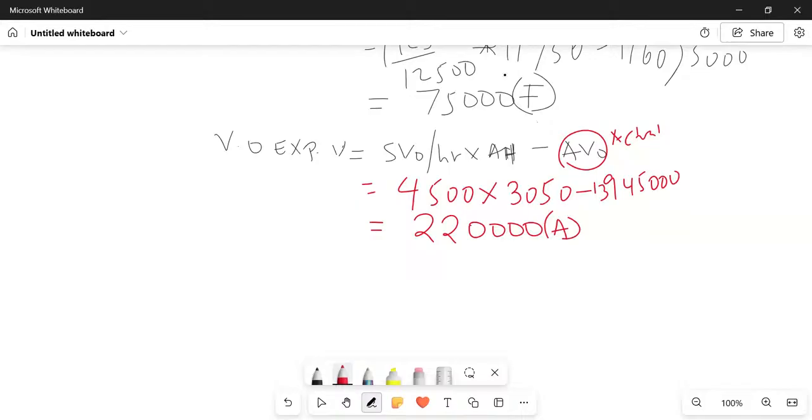So, when you attempt, you just write A for attempted. Even if you got it wrong, so what? So long as you have attempted. Variable overhead, efficiency, variance.